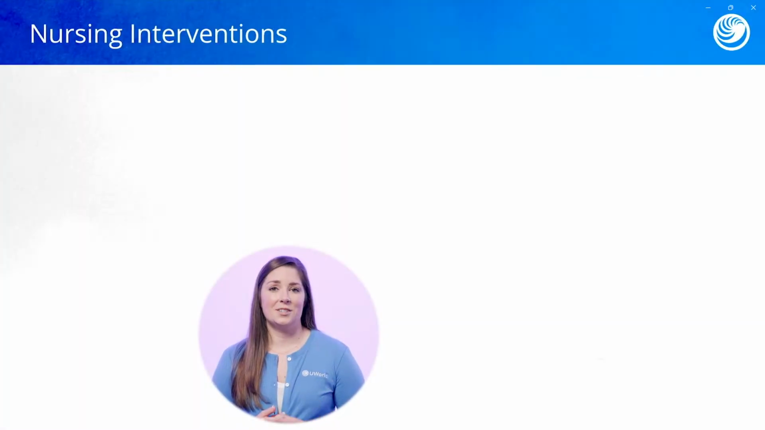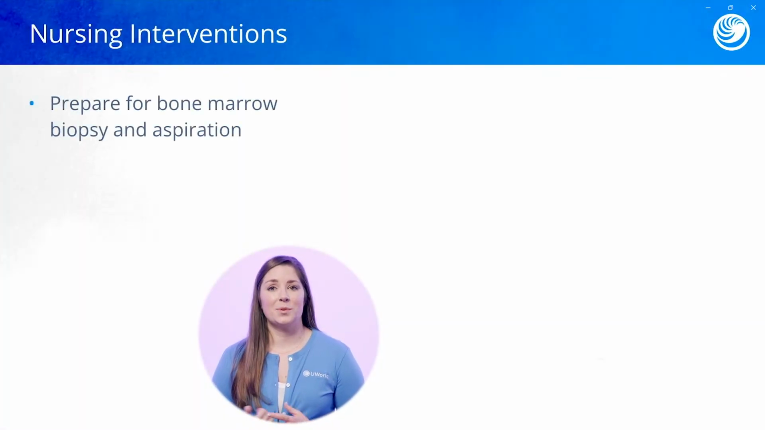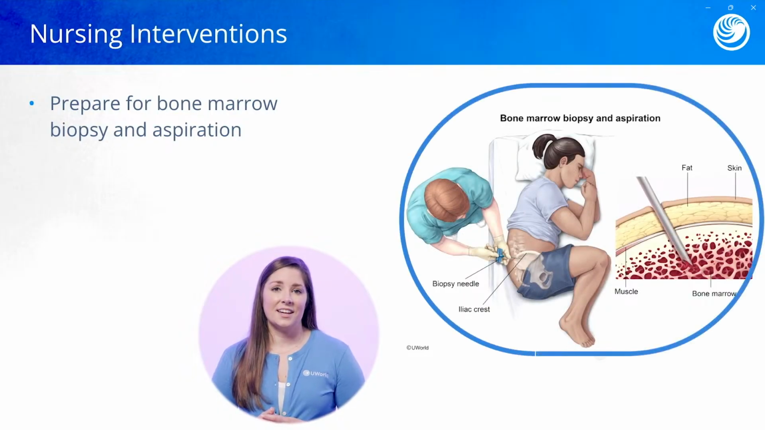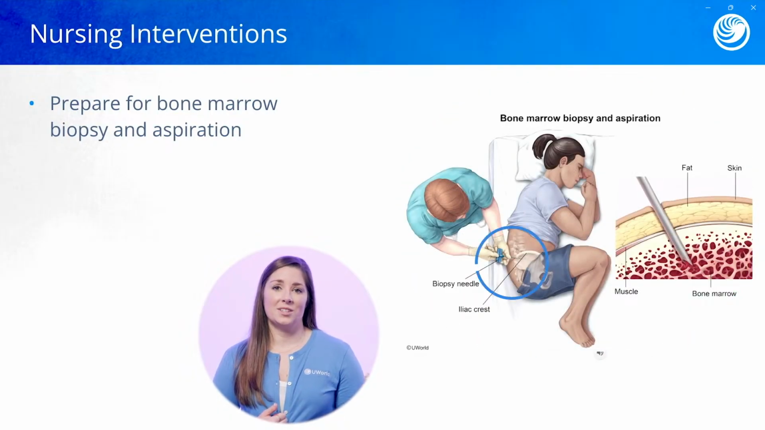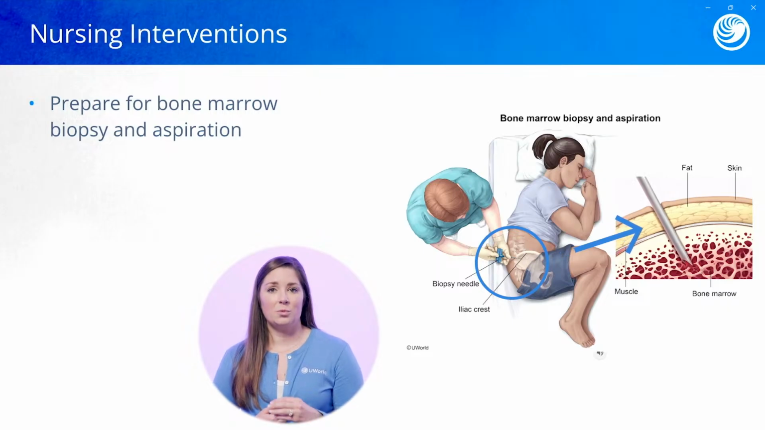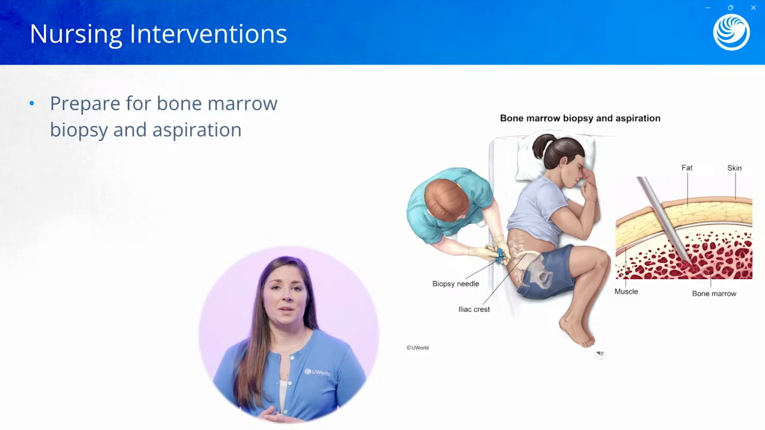So how do we best care for and treat these clients? We first want to make sure that AML is the diagnosis and this is a cancerous malignant disorder. So the way to diagnose that is with a bone marrow biopsy and aspiration. As you can see in this diagram, the healthcare provider will place a large bore needle into the iliac crest, into the bone marrow, and will aspirate the bone marrow contents. It will then be tested and we'll be able to see this overproliferation of those blast cells.